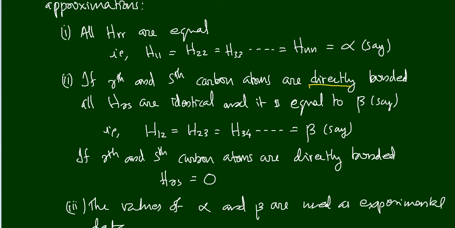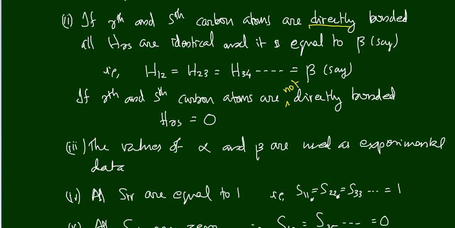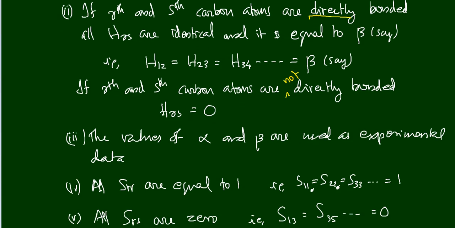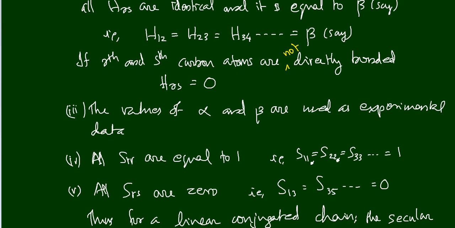And if the Rth and Sth carbon atoms are not directly bonded, then HRS is equal to 0. It means H24 is equal to 0, or H14 is equal to 0, H13 is equal to 0, because they are not directly bonded in a linearly conjugated molecule. Okay, so HRS will be 0 if Rth and Sth carbon atoms are not directly bonded. And now the values of alpha and beta are used as experimental data. We depend upon the experiment to fill in the values for alpha and beta.